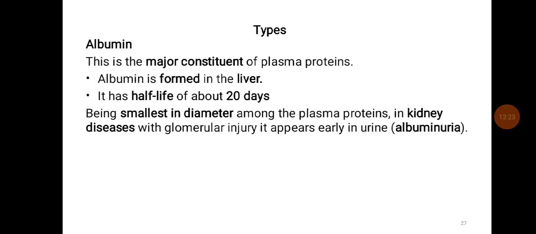Albumin is the major constituent of plasma proteins. Albumin is formed in the liver. The half life of albumin is around 20 days. Being the smallest in diameter among the plasma proteins, in kidney diseases with a glomerular injury, it appears early in the urine, which is called albuminuria.